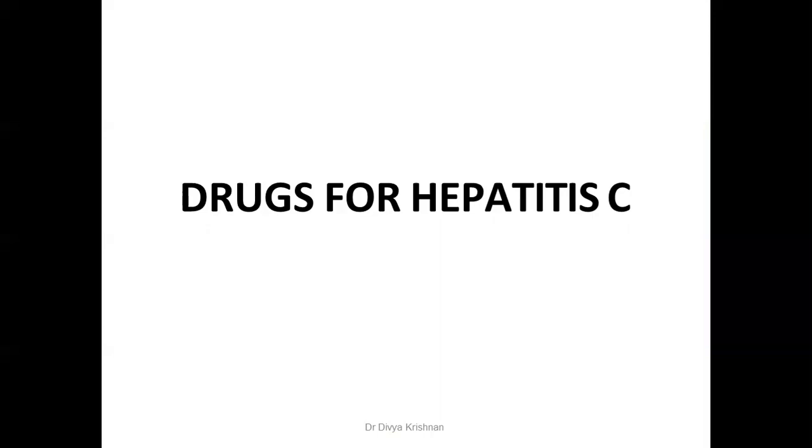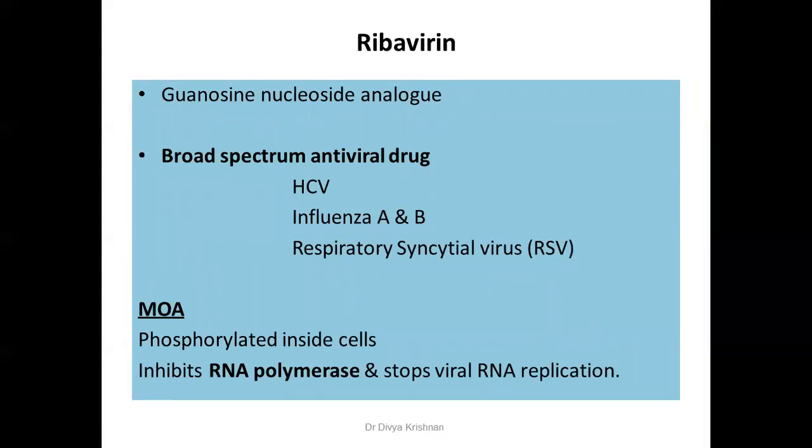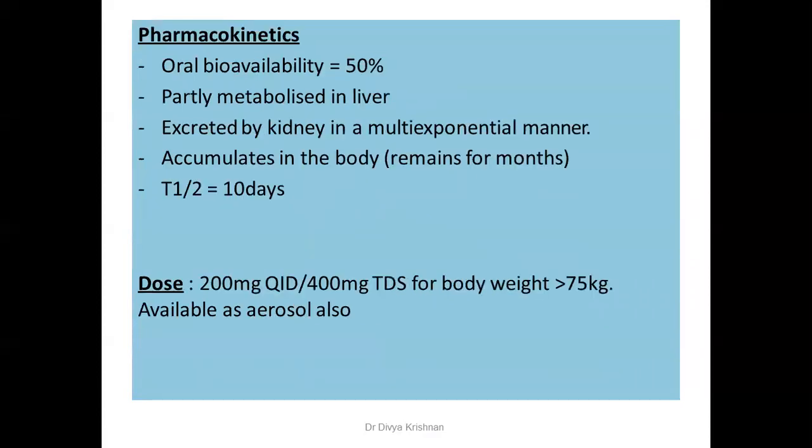Now we'll see the drugs for hepatitis C. The first one is ribavirin. We have discussed it under the anti-influenza drugs also, but here we will discuss a little bit more. It is a guanosine nucleoside analog. It has broad spectrum antiviral activity, as I already told you, in influenza A and B, HCV, and respiratory syncytial virus. Mechanism of action: it is phosphorylated inside the cells and inhibits the RNA polymerase and stops the viral RNA replication. So from here onwards, you have to remember the inhibition is of the RNA polymerase.